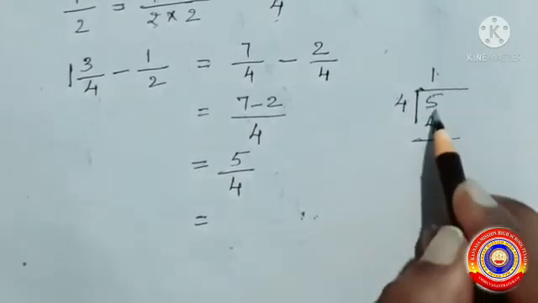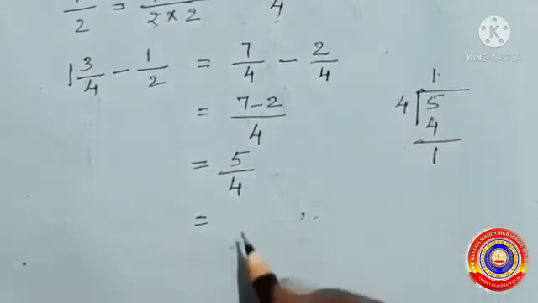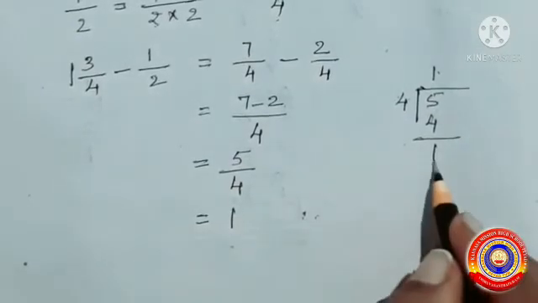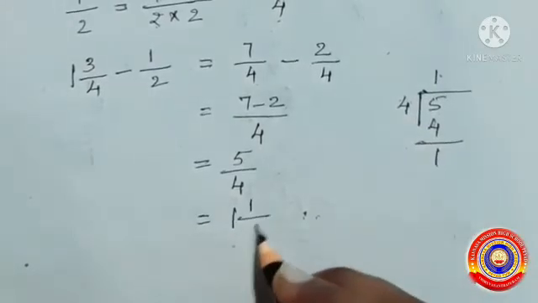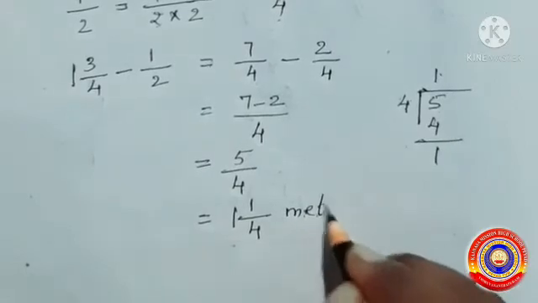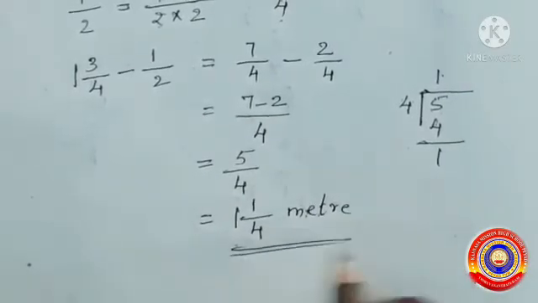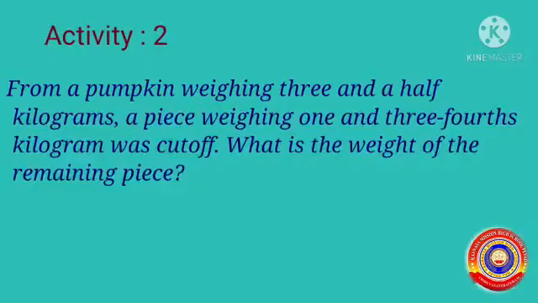4 into 1 equals 4. 5 minus 4 equals 1. Now, write it as a mixed fraction. The quotient 1 in the whole number part, remainder 1 as the numerator and divisor 4 as the denominator. The answer is equal to 1 and 1 by 4 meter. Is it clear for you?